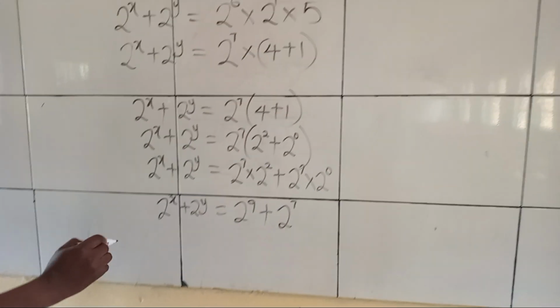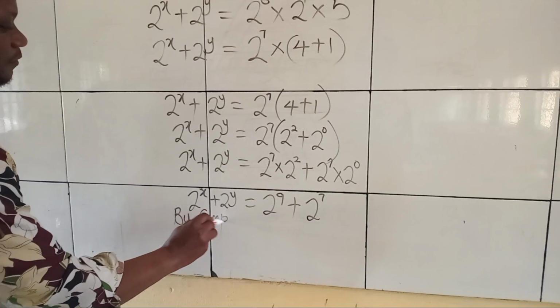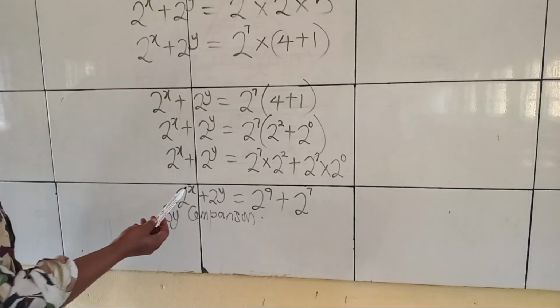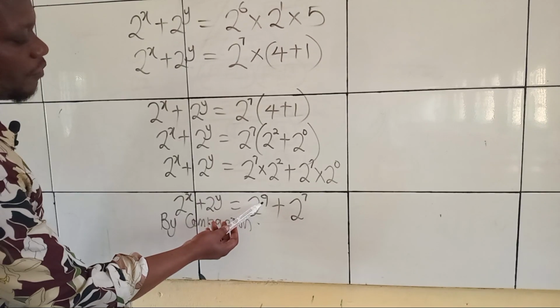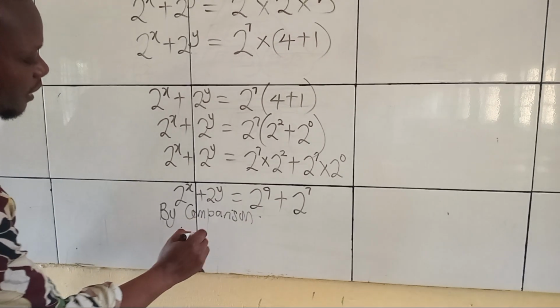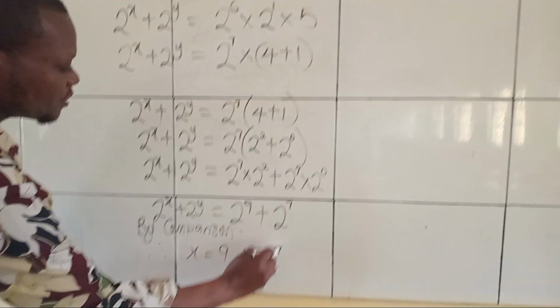So by comparison, if you compare, you will see that 2 raised to the power of x plus 2 raised to the power of y is the same thing as 2 raised to the power of 9 plus 2 raised to the power of 7. So therefore, we can conclude that x equals 9 and y equals 7.